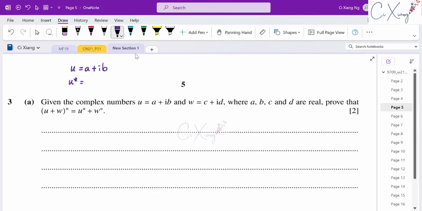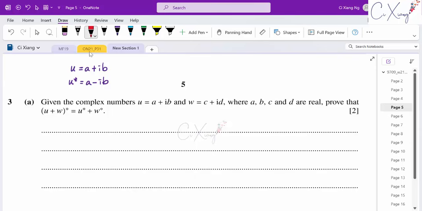As an example, if u equals a plus bi, what is the meaning of u star, or u conjugate? So u conjugate will be a minus bi. You are actually changing the sign of the imaginary part. That's the general meaning of the conjugate, or the star sign here. So they want us to show that (u plus w) star can be written as u star plus w star.